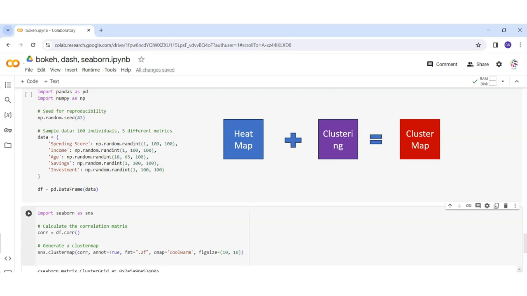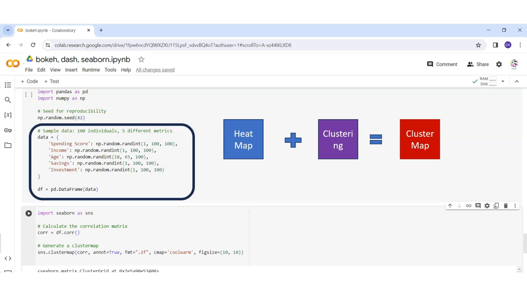The dendrogram that I just mentioned is a visual way of showing clusters. Clustering is an unsupervised machine learning algorithm, and the dendrogram attempts to create groups based on simple correlations only. We will create a synthetic data set containing spending score, income, age, savings, and investment.